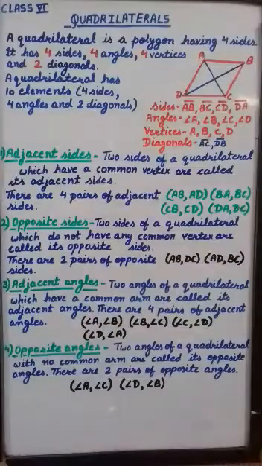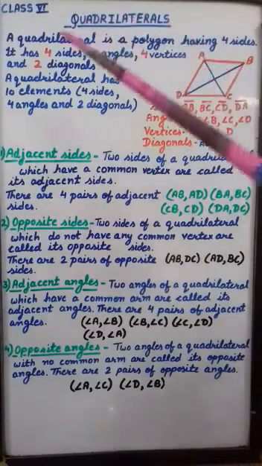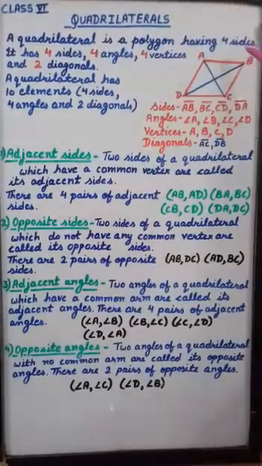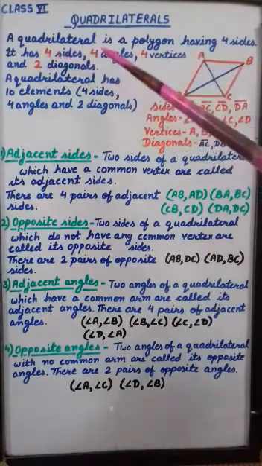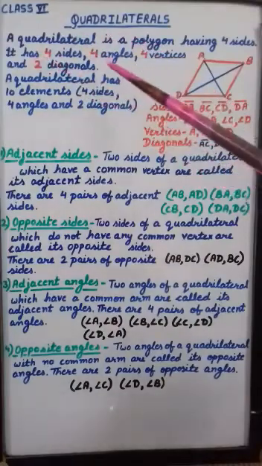Good morning students. Today's topic is quadrilaterals. A quadrilateral is a polygon having four sides. So this is a figure. It is a four-sided polygon which is called a quadrilateral. It has four sides, four angles, four vertices and two diagonals.